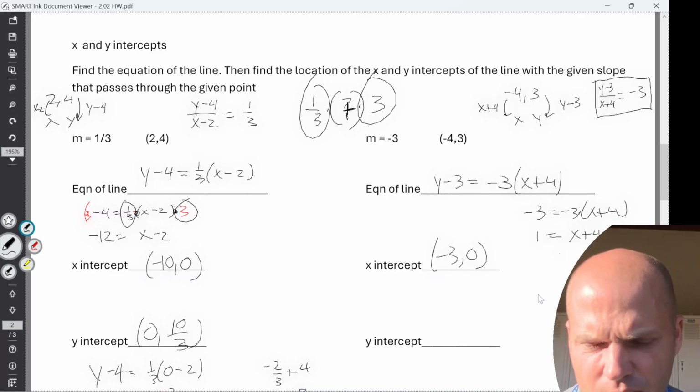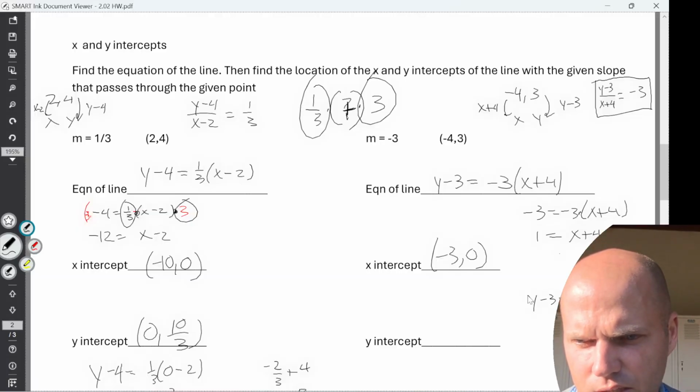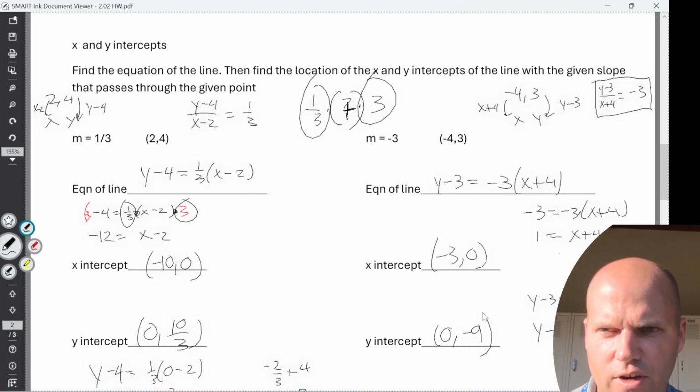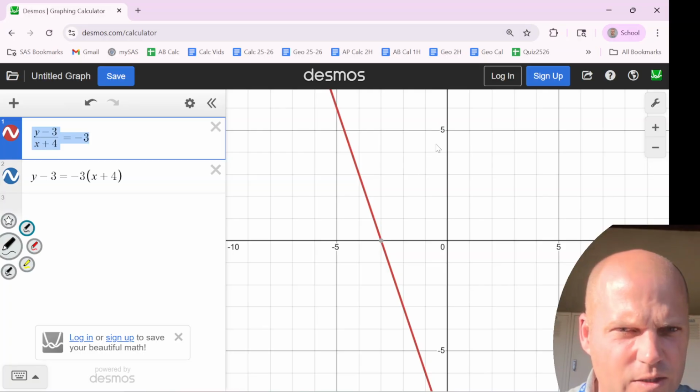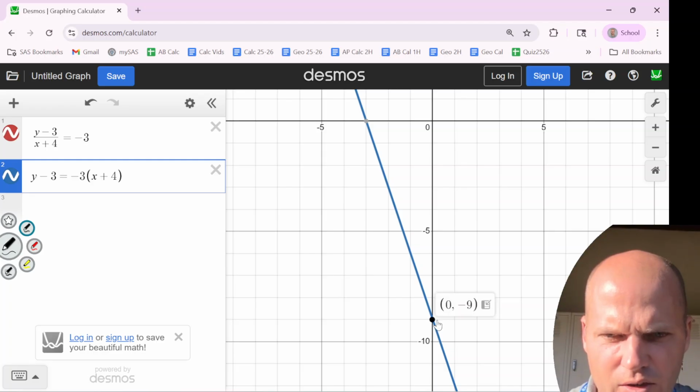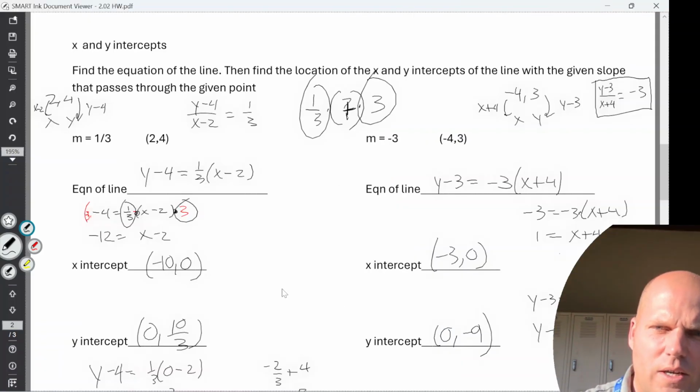The y-intercept is when x is 0, so I have y minus 3 equals -3 times (0 plus 4). And I have y minus 3 equals -12. I have y equals -9, so (0, -9). Let's see, I graphed on Desmos y minus 3 and x plus 4, and there's (-3, 0), my x-intercept, and there's (0, -9), my y-intercept. Great.